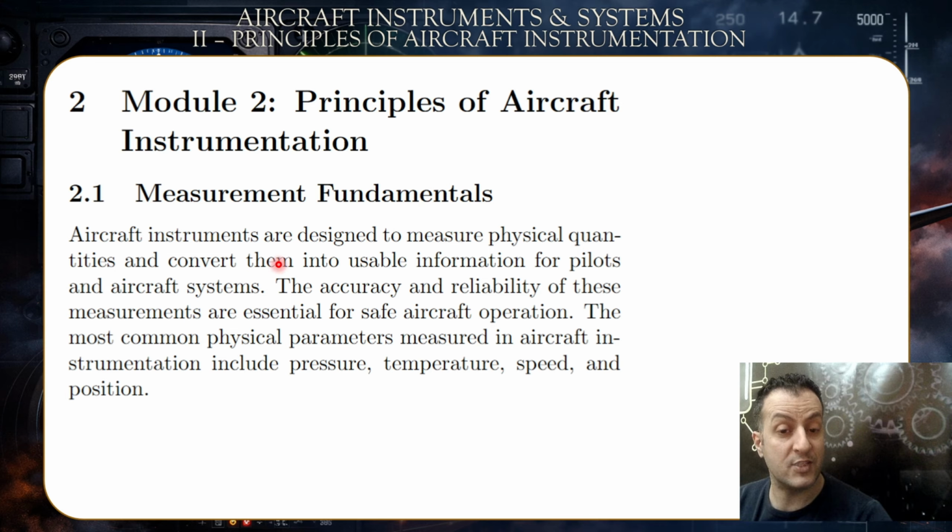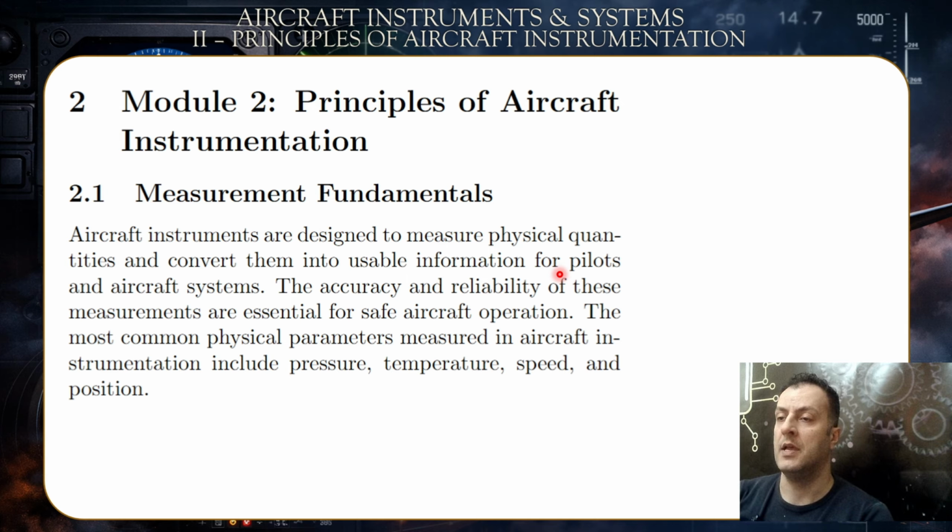Aircraft instruments are designed to measure physical quantities and convert them into usable information for pilots. Physical quantities such as pressure, temperature, things like that, and based on these readings they would provide alarms or warnings, or display what is analog info as readable info that can be used and understood by the pilot.